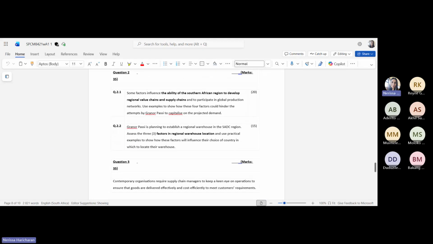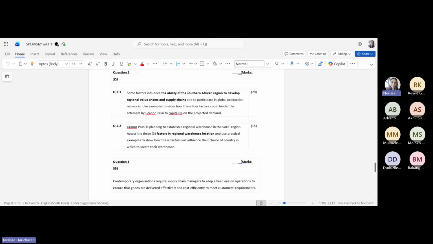Okay, then we've got question 2.1, which is the factors that influence the ability of the Southern African region to develop regional value chains and supply chains, which is something we're going to go through today. And then 4 factors as well. Use examples to show how the factors can hinder the attempts by Grana Parsi as well. This is similar, because we can use 4 different factors. We will be using 4 times 2, and then the balance will be application.